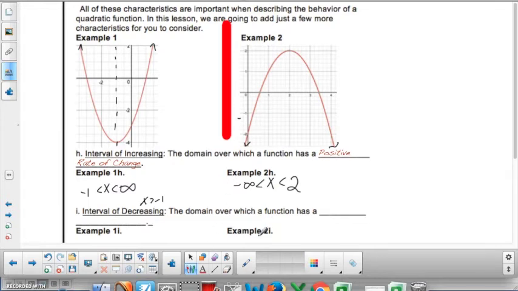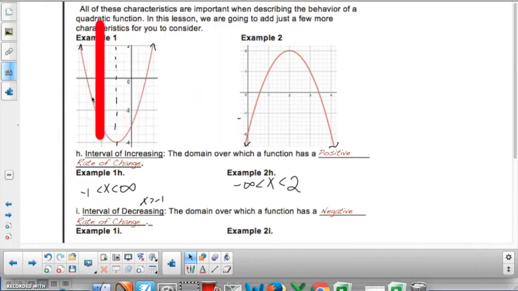Okay, the interval of decreasing is very, very similar. When we're talking about an interval of decreasing, it's the domain over which a function has a negative rate of change. So basically that just means as I move from left to right, is the y value of this function falling? If it is, then that is a part of its interval of decrease. So when I look at example 1, right from the get-go, this thing seems to be falling as I move from left to right. It gets lower and lower on my pencil there.